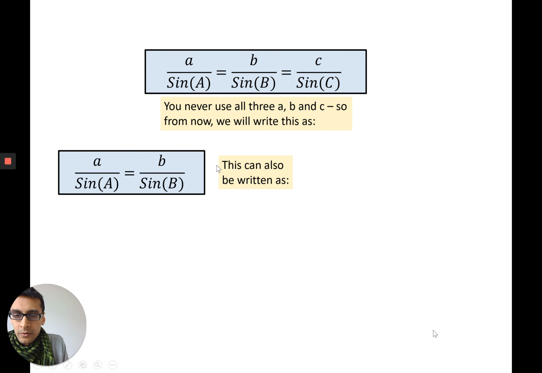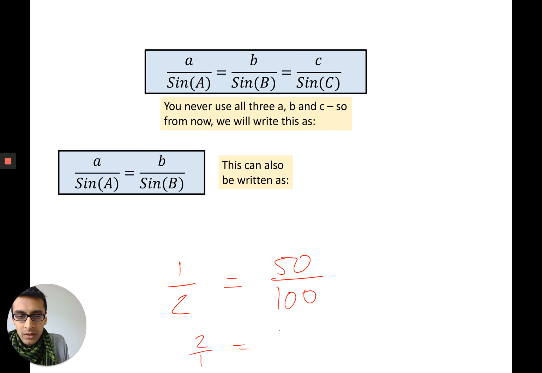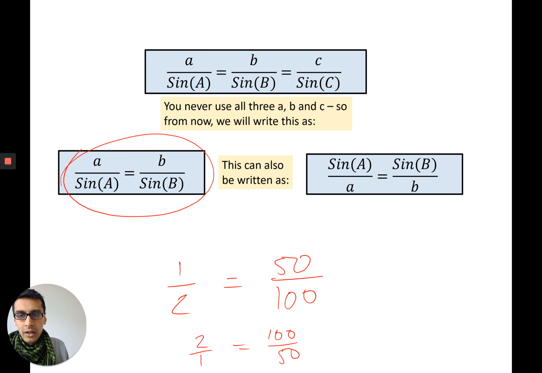Now, if you remember from fractions, something like a half is equal to 50 over 100. We know that's equivalent to each other. I can also invert both fractions and they would stay true as well. So for example, 2 over 1 is the same as 100 over 50. I can do the same thing here because these are basically equivalent fractions, and I can write this as sine A over a equals sine B over b. So these are two variations of the same formula.